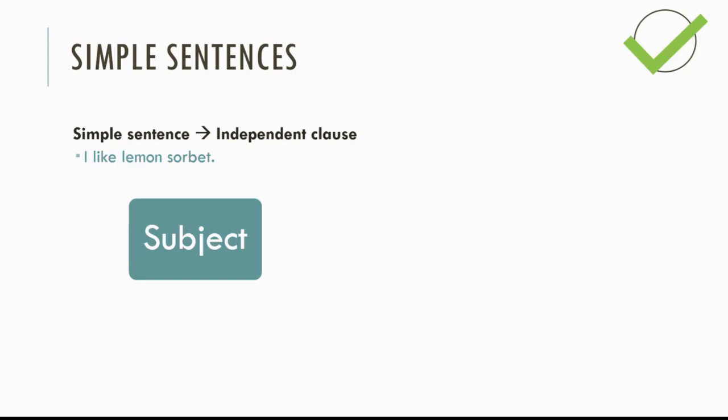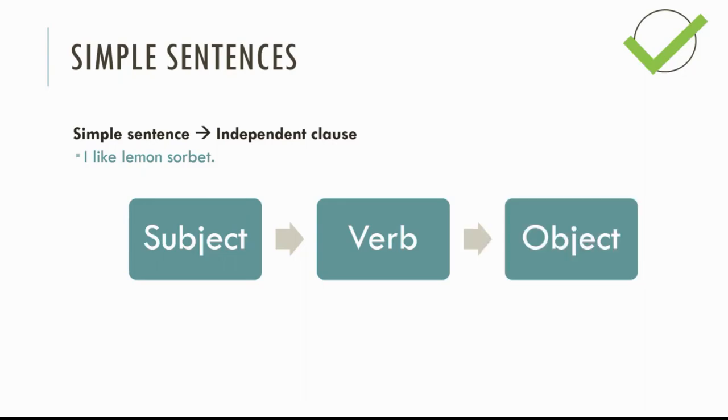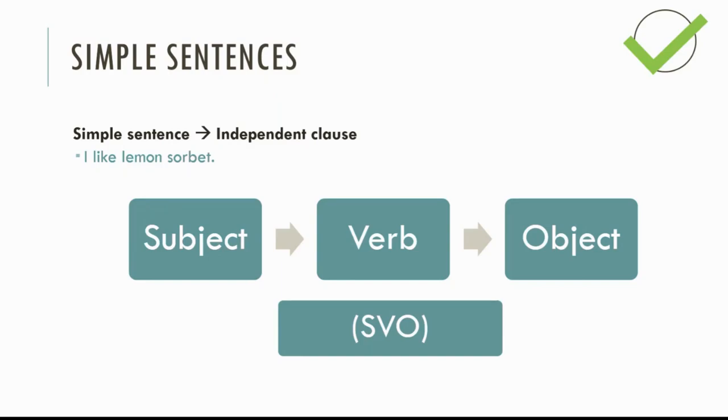We have a subject, I. We have a verb, like. And we have an object, lemon sorbet. So a simple sentence is a subject, verb, and object. Or SVO, as I hinted at earlier.